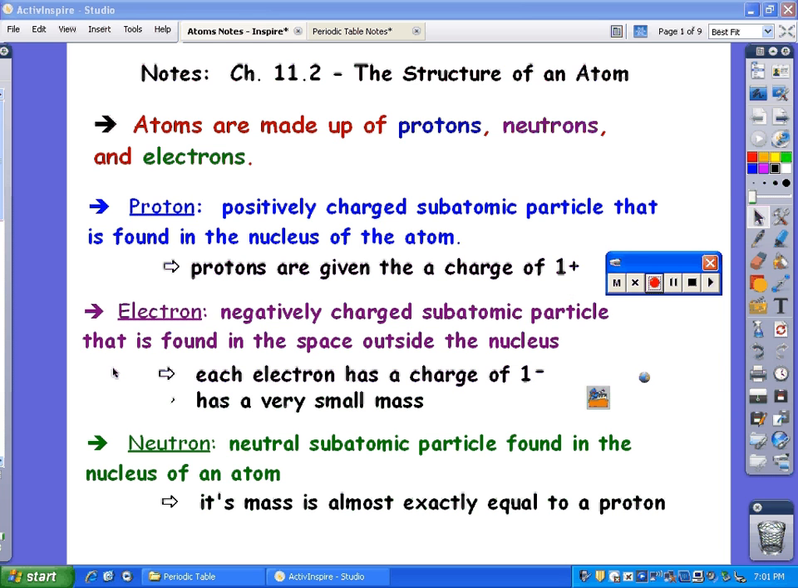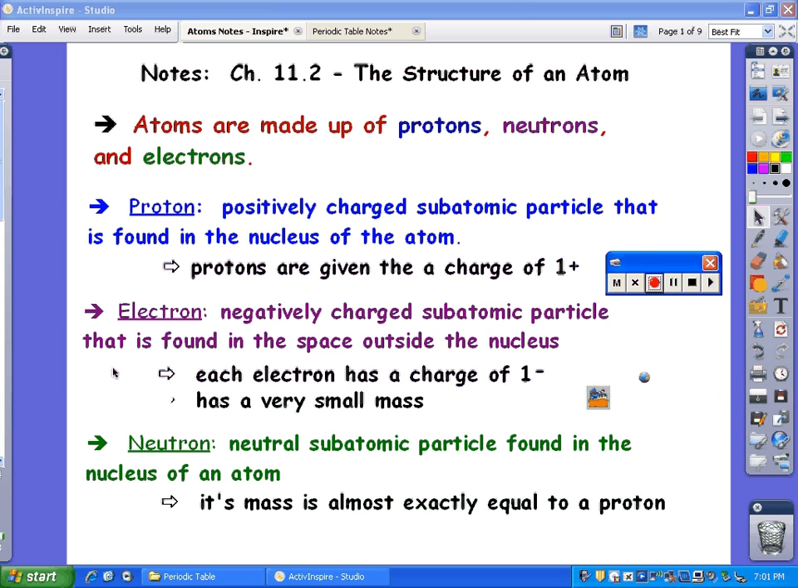Electrons are the negatively charged subatomic particle. It's found in the space outside the nucleus, known as the electron cloud. Each electron has a charge of -1 or 1-. They have a very small mass compared to the protons and neutrons. They're the only subatomic particle that are found outside the nucleus itself. So it has its own special place called the electron cloud or the electron orbit.